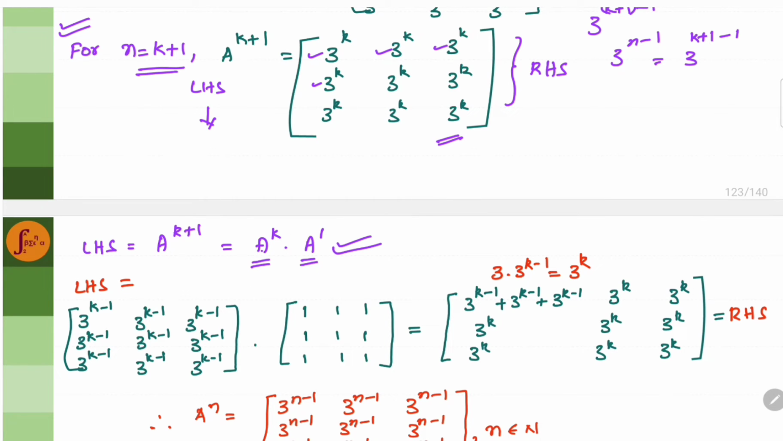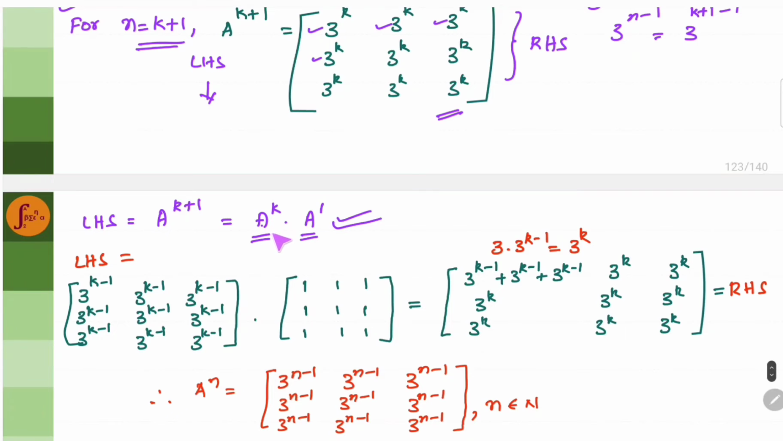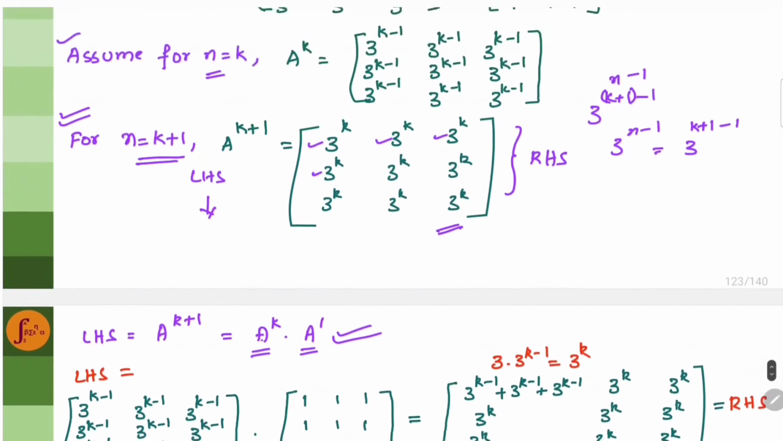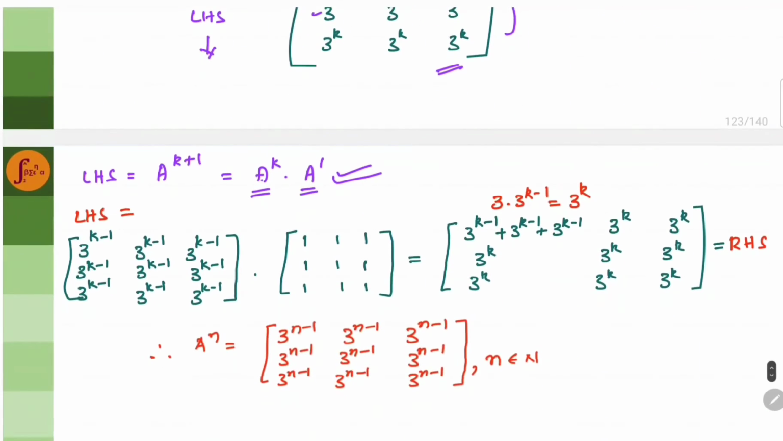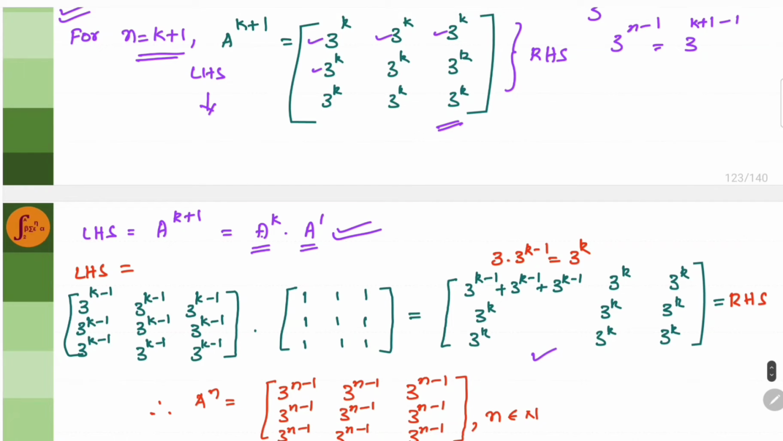Right? Now, when you split, we assumed the matrix for a to the power k. What is a to the power k? This is the matrix for a to the power k. Substitute this matrix for a to the power k into matrix A. Now you do matrix multiplication. When you do matrix multiplication, you are going to get this one. What is this? This is nothing but RHS. This is equal to RHS.